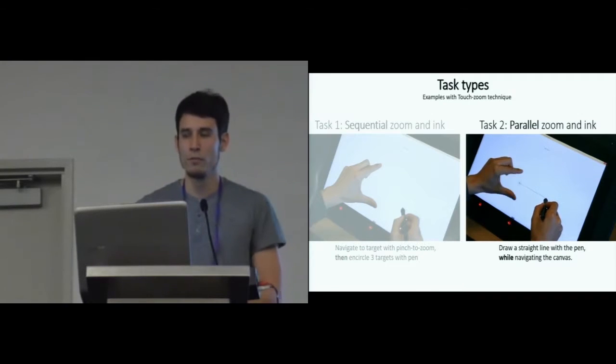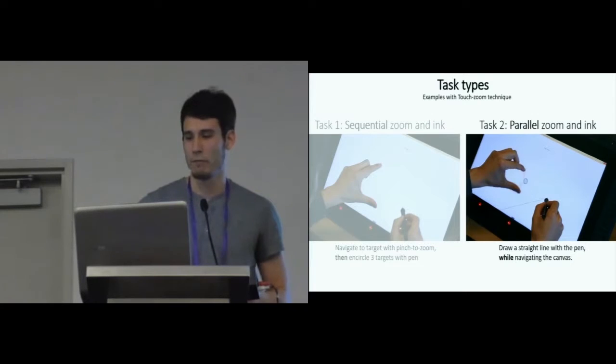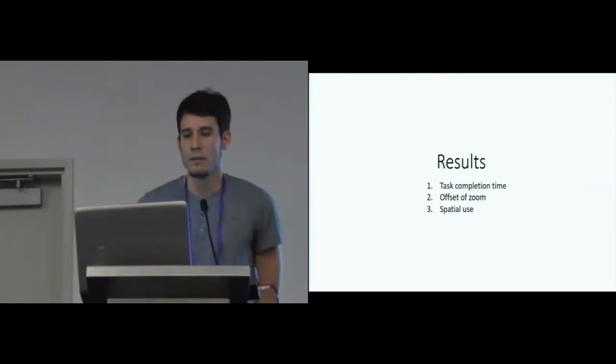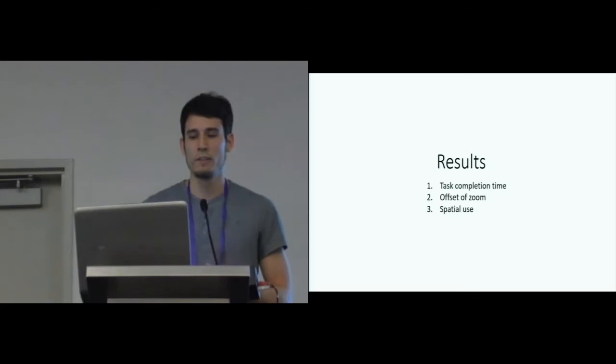So overall, we had 2 different task types, and we investigated 3 different techniques for the zooming. So I want to discuss the results based on 3 different perspectives. So first of all, task completion time as a measure of performance, and then look at the offset of zooming, so how close are users to the ideal point of zoom, and then more exploratively look at how users aligned the modalities spatially.